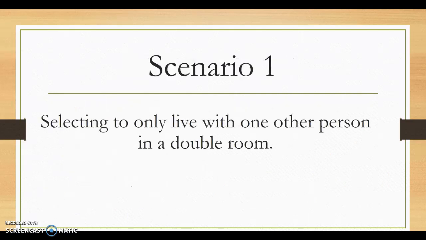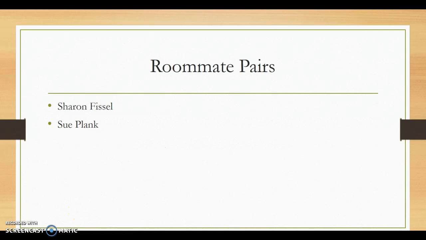The first scenario that we're going to walk through is that you will only be selecting to live with one other person in a double room. For this scenario, previously paired roommates Sharon Fissel and Sue Plank are going to begin the room selection process. Sharon Fissel has the earliest time, so she will be making the selection for the group.